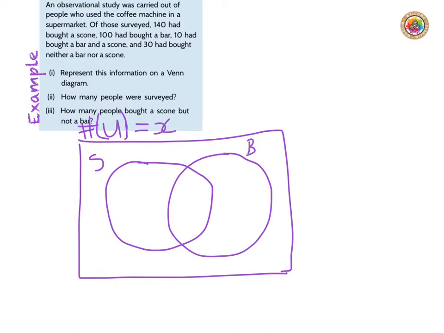Okay, and from reading our question we have, well, 140 bought a scone. So here at S I'm going to have that equal to 140. Here at B I'm going to say, well, that equals 100, and I'm going to fill that in here. Okay, the next bit then, I have 10 bought a bar and a scone. Here we have "and." Always when we see "and," we know that that equals the intersection.